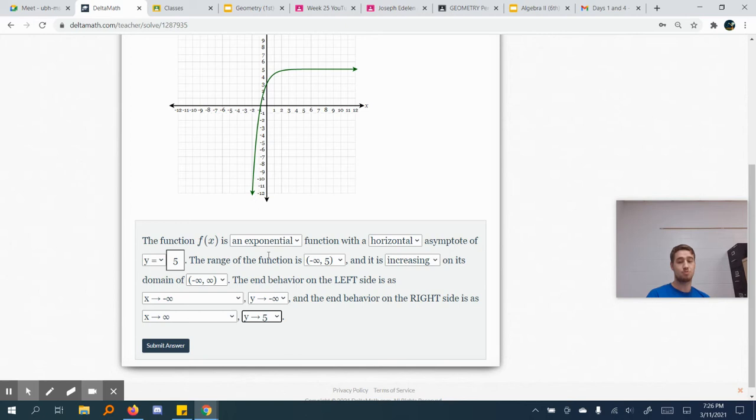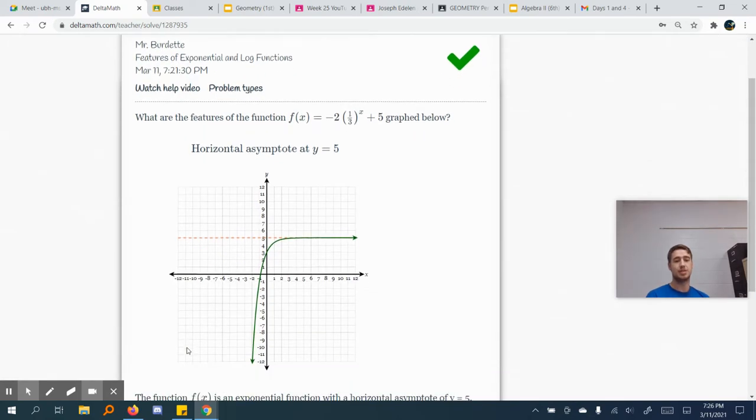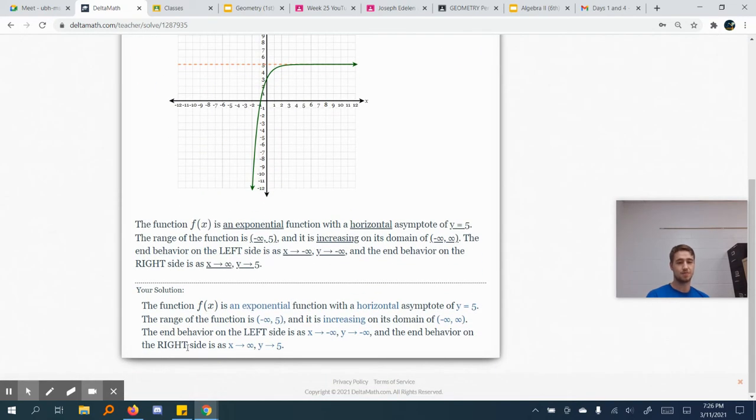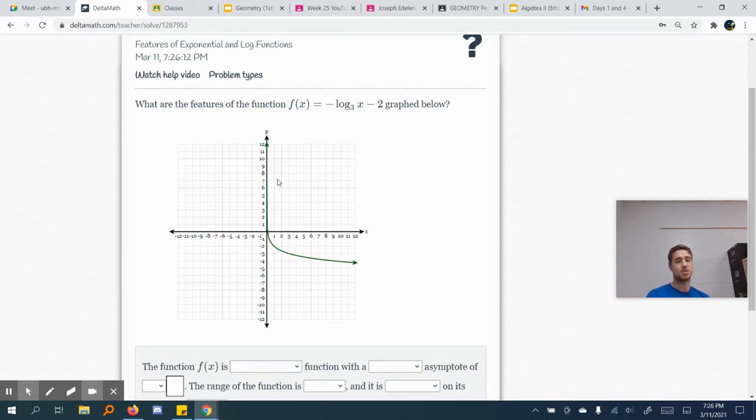So that was a really long problem, a little long-winded, but once you know what all this stuff means, it's not too hard to plug in our answer. Let's go ahead and try another one. Perfect.